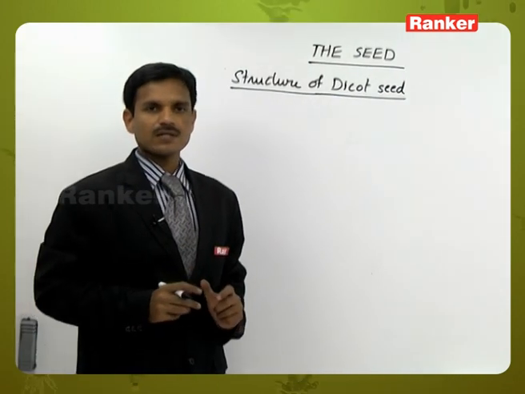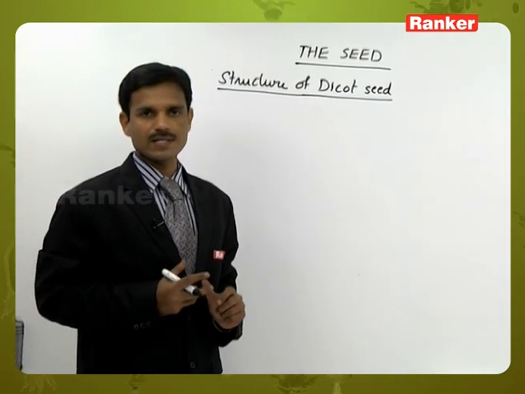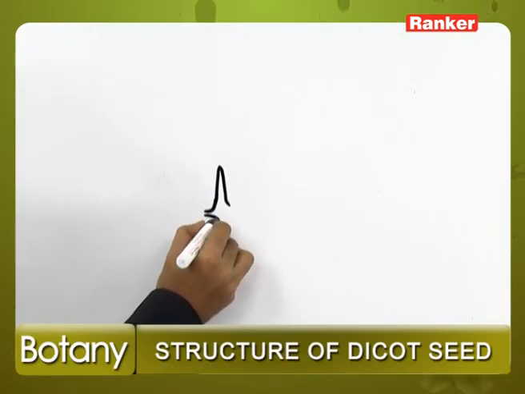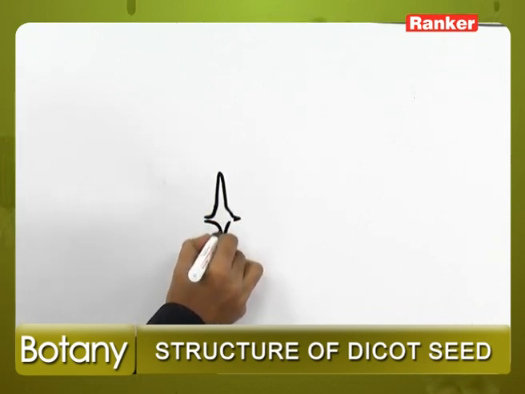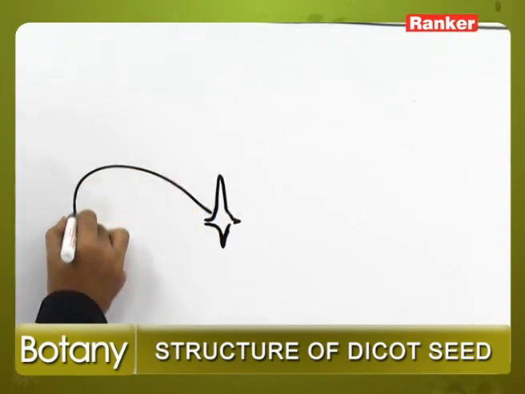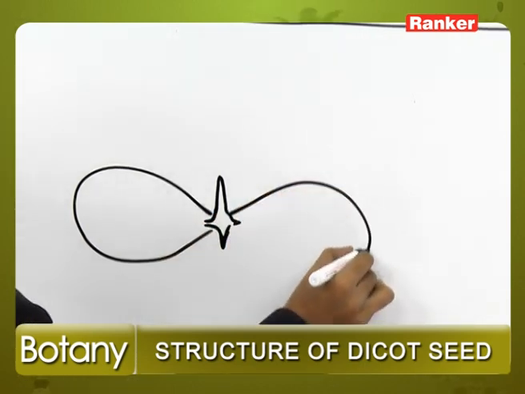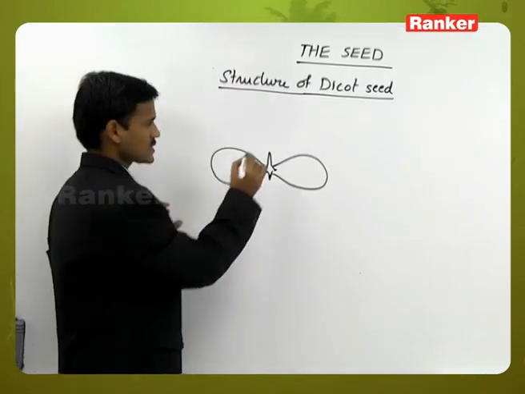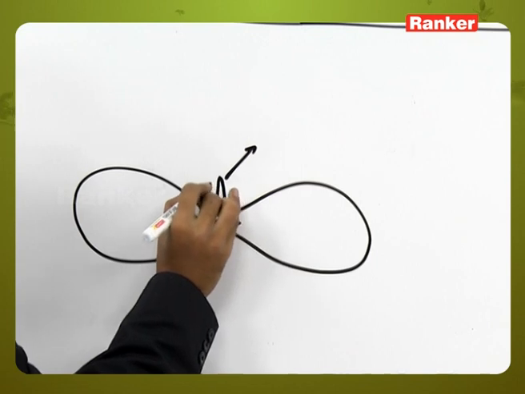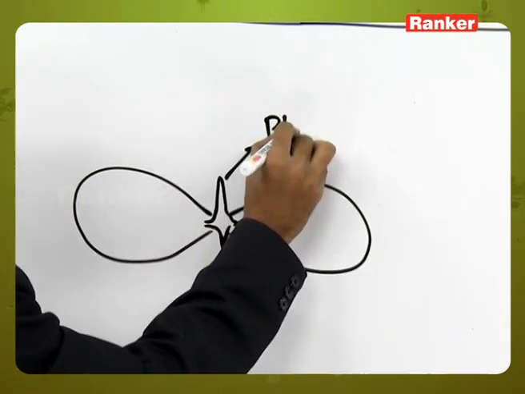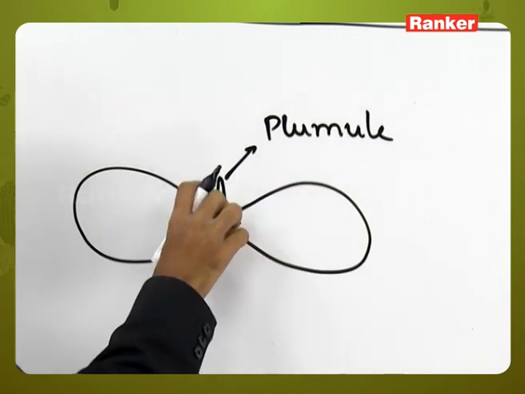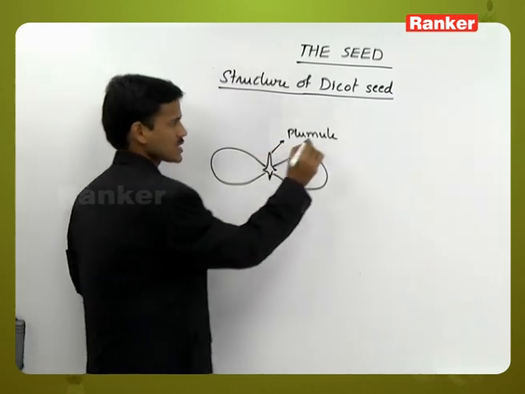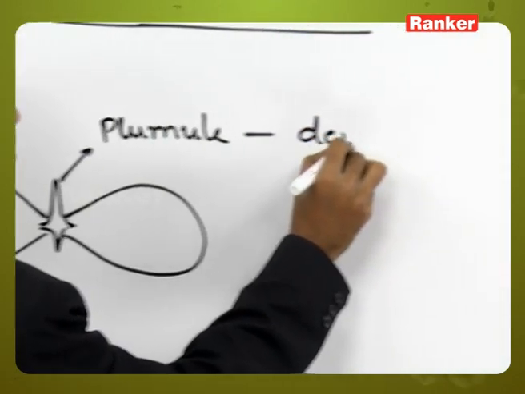So in the dicot plants, the embryo has two cotyledons. This is the embryonal axis. One end of the embryonal axis ends with the plumule, and this plumule develops into the shoot system.